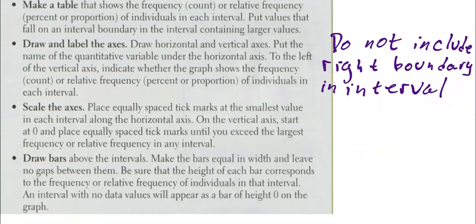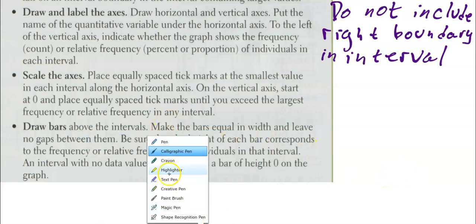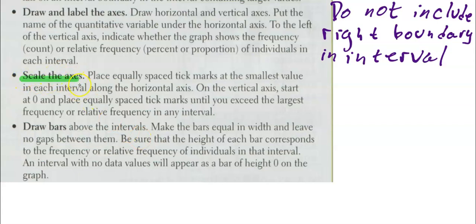I'm going to have to go back to my non-fancy pen. Place equally spaced tick marks starting at our smallest value. We've already got that. And draw our bars. So go through and read that. So scale our axis. Equally spaced tick marks, the smallest value in each interval along the horizontal axis. The vertical axis, we always start at 0, so I don't have those gaps, so I don't mislead people with what I'm showing them.